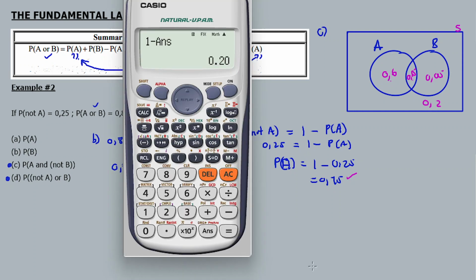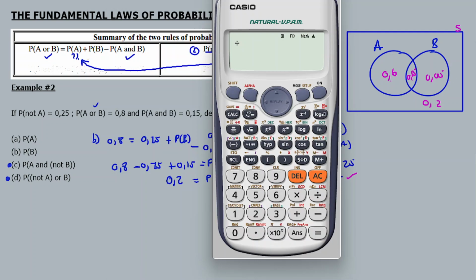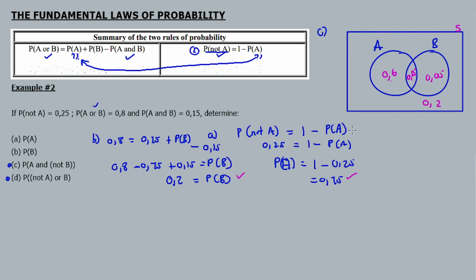So let us check. Let me check something. Okay, so 0.6 plus 0.15 plus 0.05, yeah, it's 0.8. The probability of A or B is 0.8. So I just added everything, I'm combining the two events. The union of A and B is equal to 0.8. So it's correct, everything is fine.